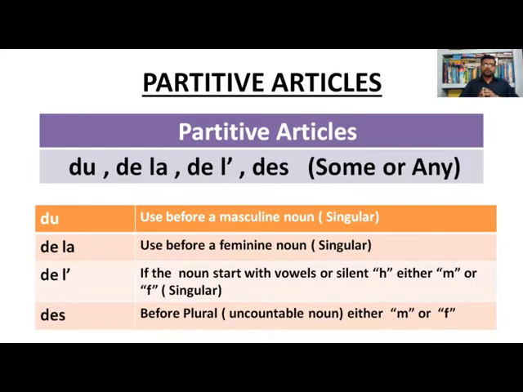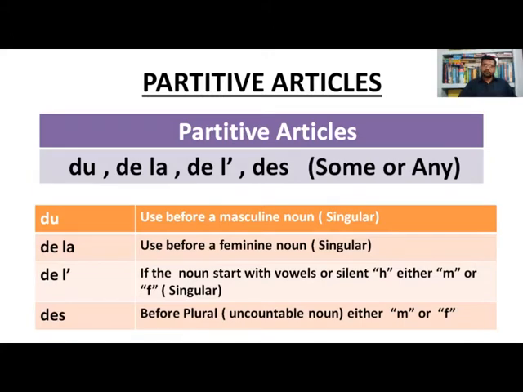Similarly, de la, as you see, the article la tells us that the noun should be feminine. So use it before a feminine noun, and it should be a singular noun, not a plural noun. And de l' is used if the noun starts with a vowel or a silent h. Of course, we have learned before that h is silent. We don't pronounce the h in homme, we say l'homme.